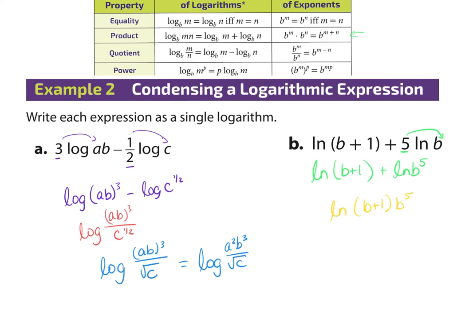You can leave it like this. I would actually probably put that b to the 5th in front just to make it prettier. Or you could actually distribute it in if you wanted to. These are the same things. So if you did this, that's the same thing, but either one is fine. Those are both considered condensed because you're down to 1 log.